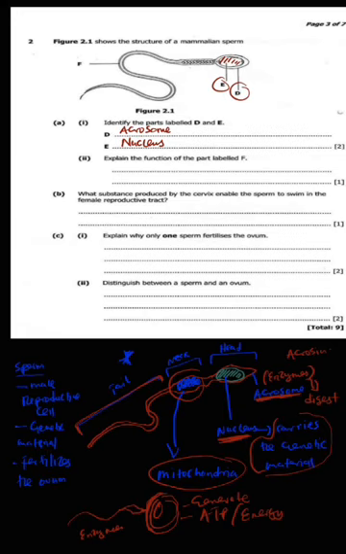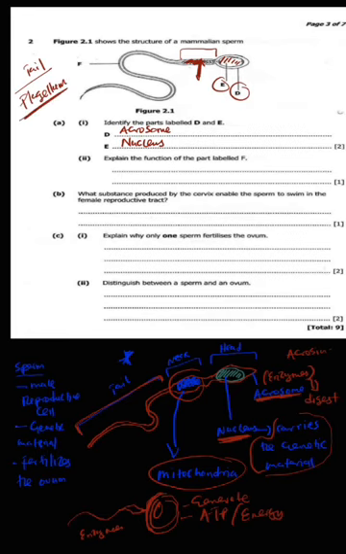Then remember, if they ask you for this part, you would have said the mitochondria. If they pointed, what is this part here? You should have said mitochondria. Next, explain the function of the part labeled F. So we know that F is the tail. By the way, you can also call the tail the flagellum.